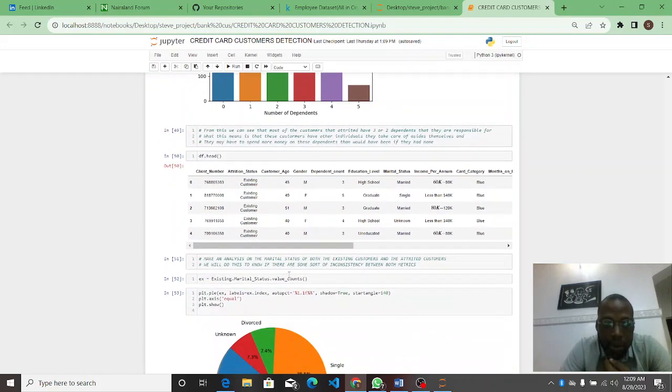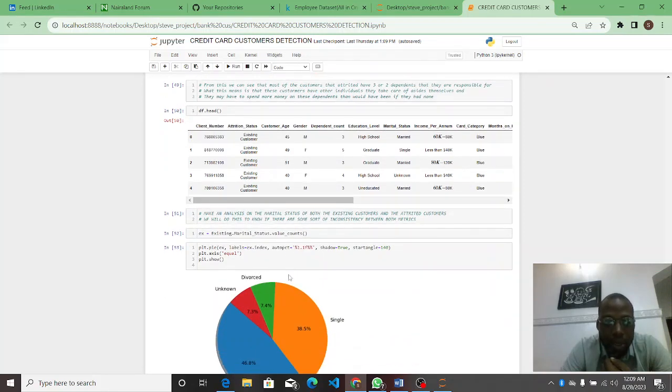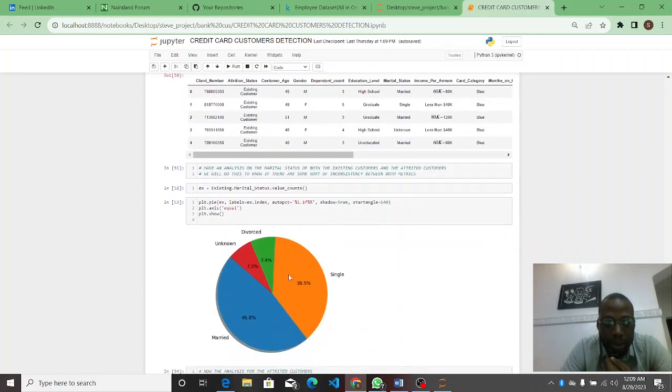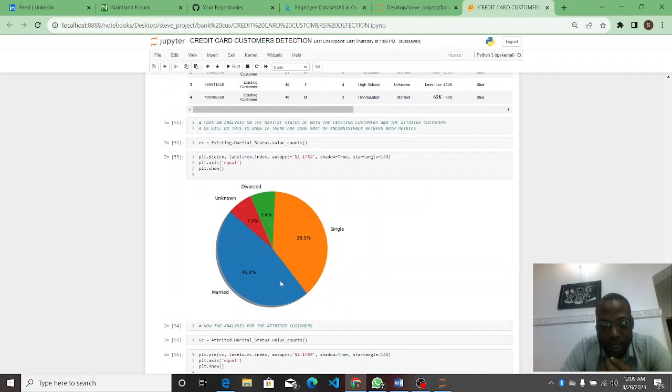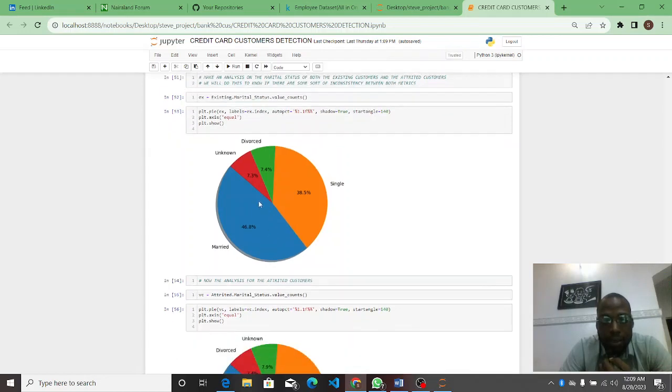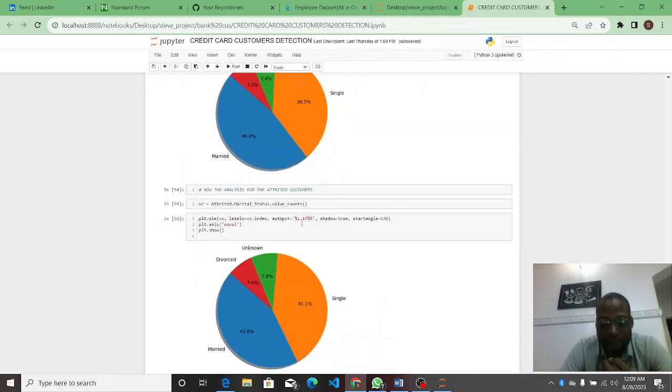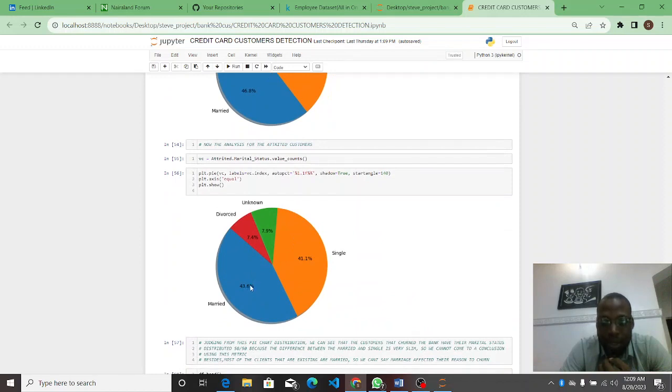So the next thing to do on the social analysis is to check their marital status. Firstly, we checked the marital status of our existing customers, and we saw that most of them are married, because we have 46.8% of them that are married, while 38.5% of them are single. We also did the same analysis on the attrited customers, and we found out that 43.6% of them are married, 41.1% of them are single. So we can say this is 50-50.